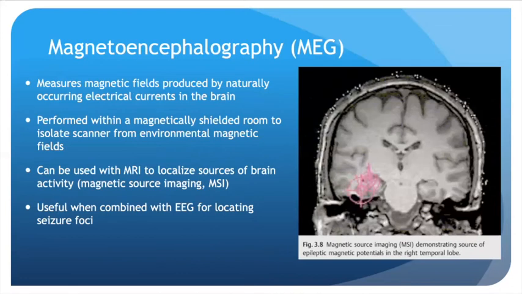Magnetoencephalography, or MEG, measures magnetic fields produced by naturally occurring electrical currents in the brain. It's performed within a magnetically shielded room to isolate the scanner from environmental magnetic fields, and it can be used with MRI to localize sources of brain activity. It's useful when combined with EEG for locating seizure foci.